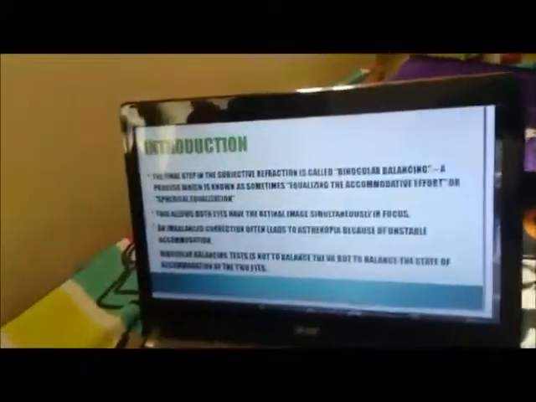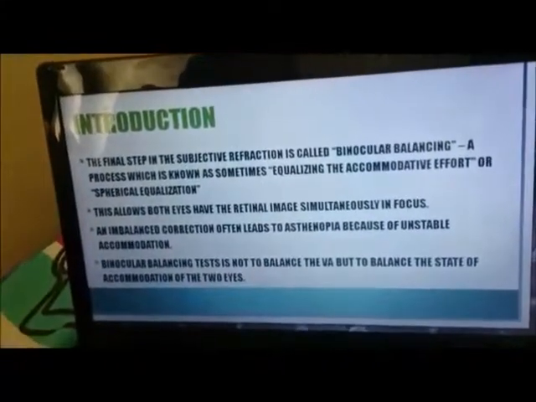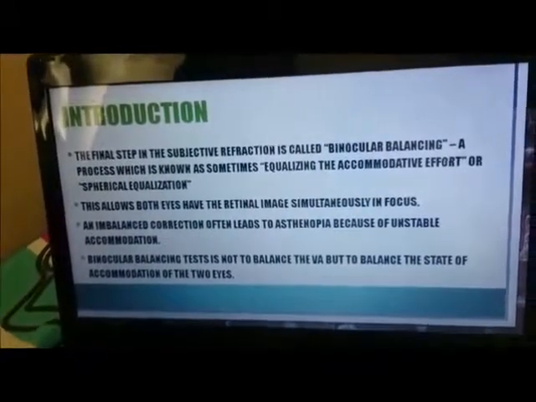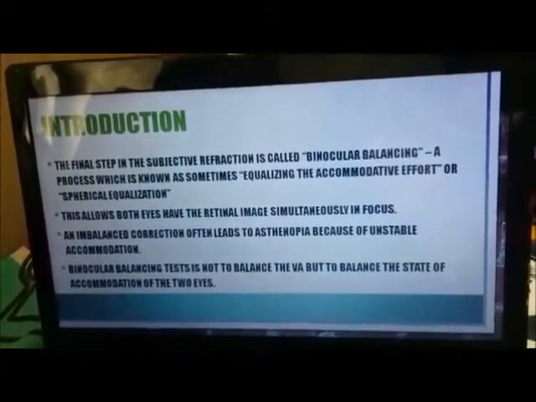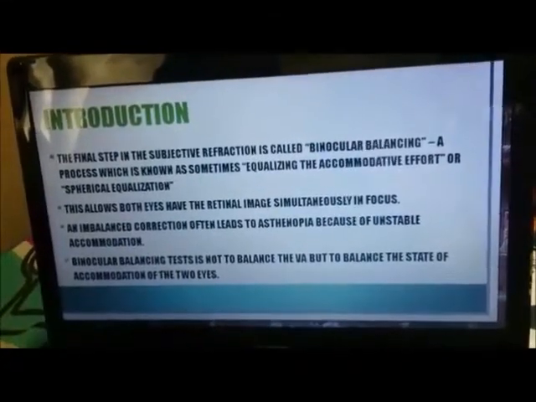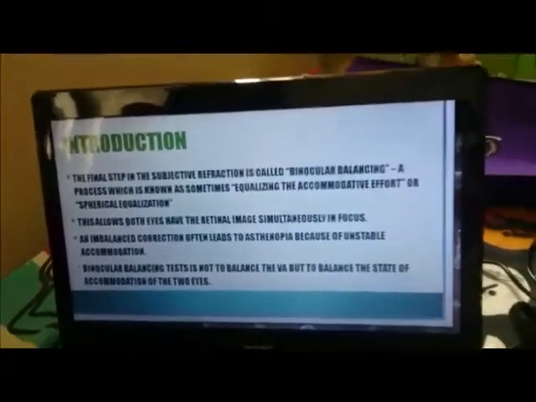Introduction. This final step in the subjective refraction is called binocular balancing, a process which is sometimes known as equalizing the accommodation effect. This allows both eyes to have the retinal image simultaneously in focus. An imbalanced correction often leads to astigmatism because of unstable accommodation. Binocular balancing thus is not to balance the VA but to balance the state of accommodation of the eyes.